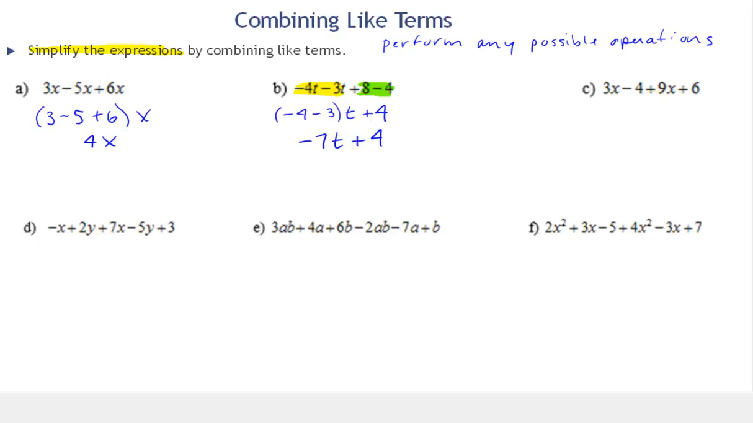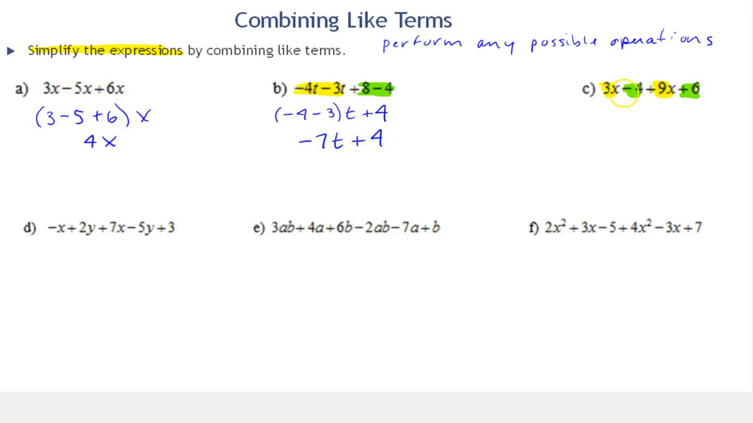Let's look at the next one. Here I'm going to highlight all of my x terms. So we have 3x plus 9x. And we have the constant terms, minus 4 or plus negative 4 and 6. Okay.